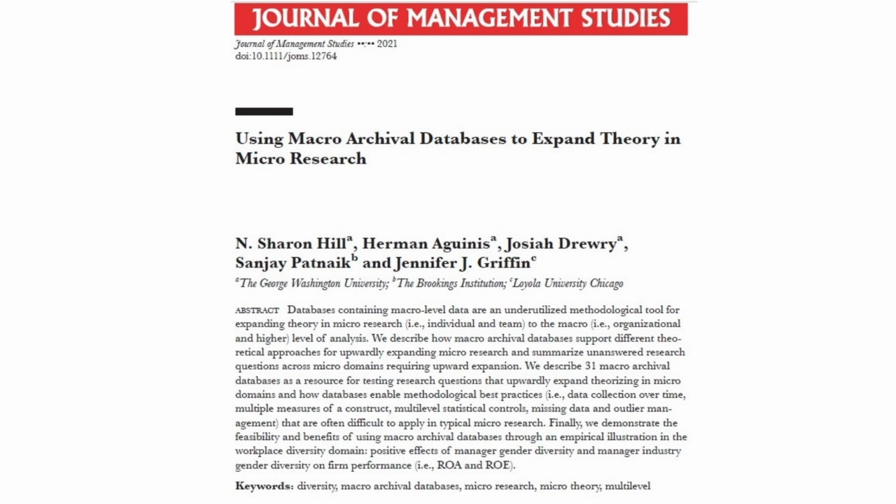So we've learned what these macro archival databases are. We've seen how researchers are using them to answer big questions. And we've even gotten a glimpse of their potential through that case study on diversity and firm performance. But like with any good research, there's always more to explore, right? Yeah, absolutely. There are tons of directions we could go from here. So what's a thought-provoking question our listeners can ponder as they continue their own learning journey?